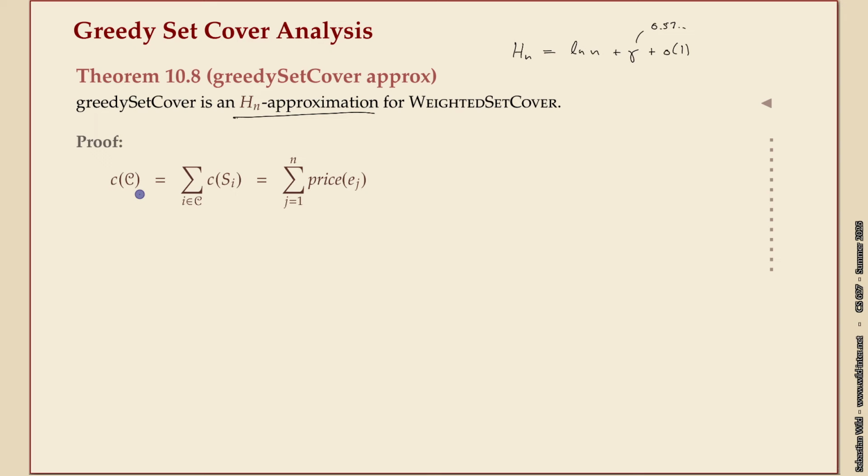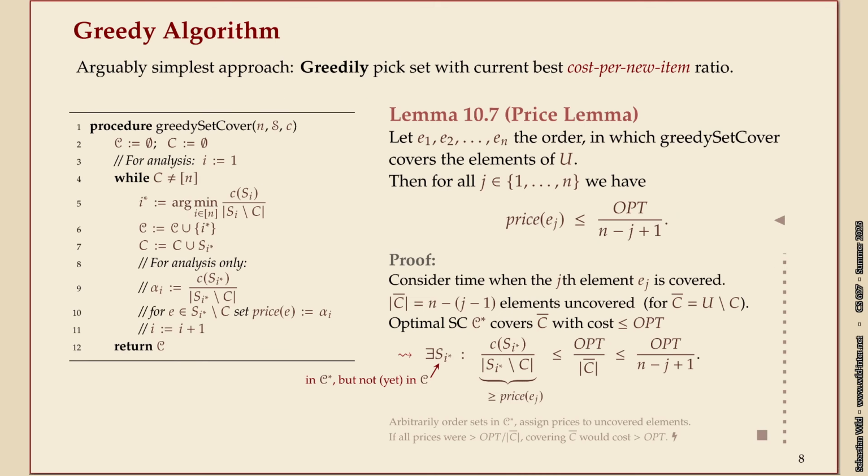So we want to bound the cost of the solution that the greedy algorithm finds. That's the sum of all the costs of the sets that we pick. And I can rewrite that as the price at which I included all the elements. Here I'm summing over the cost of the sets, here I'm summing over the elements. Now, some elements are covered by multiple sets, but the price is defined such that it only takes the new elements into account.